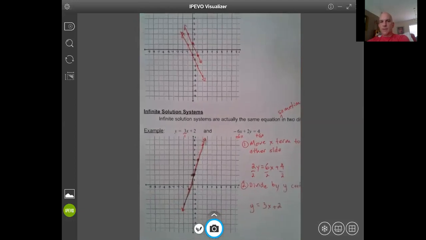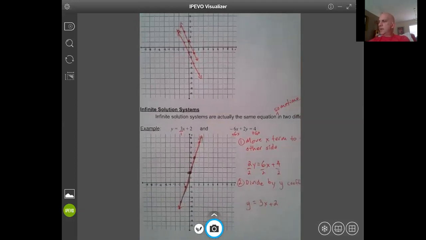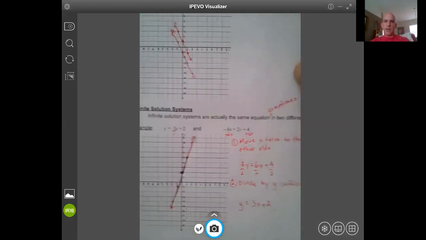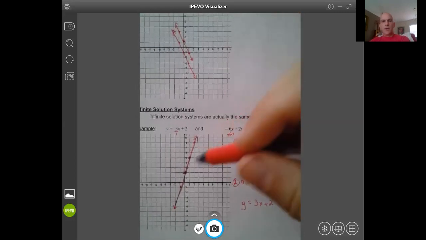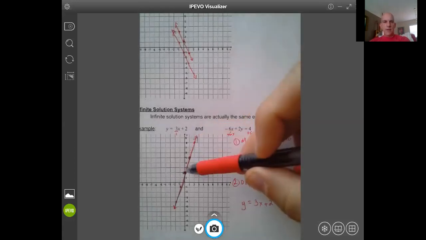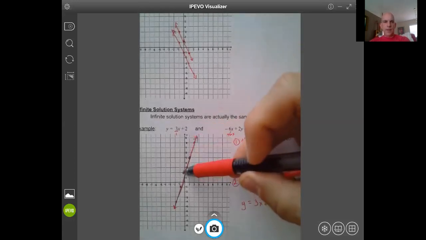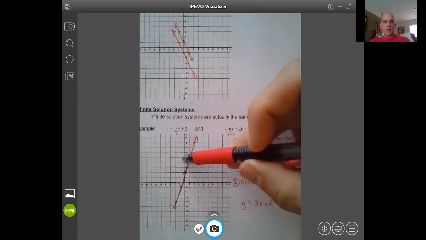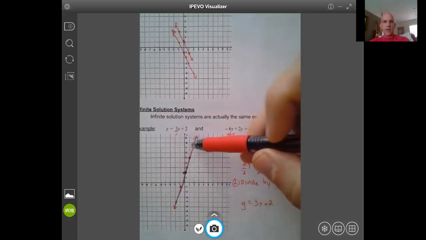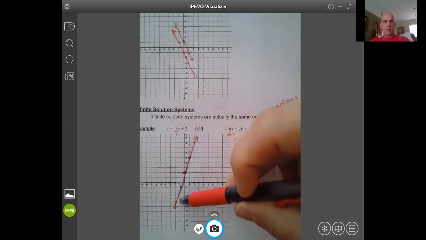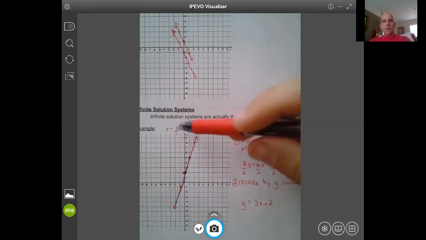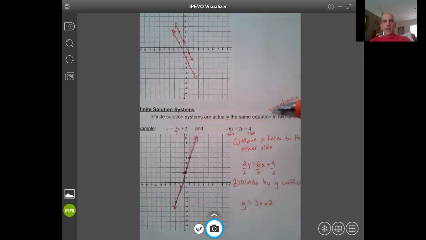The second part of this is infinite solution systems. Infinite solution systems are actually the same equation, and they are sometimes in two different forms. I forgot the word sometimes, so I added that in. If we look at this equation and graph it, we would go to plus 2 at our intercept, and then up 3, right 1. We could keep doing that, or we could go down 3 and back 1 from there. That would be the graph of that line.